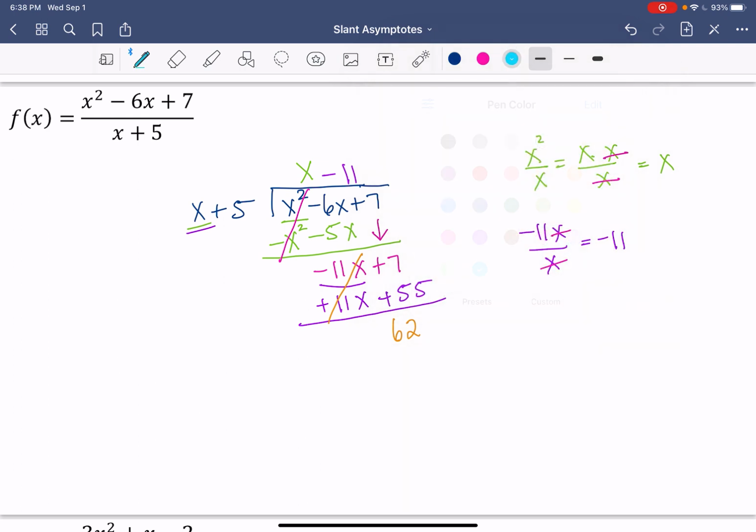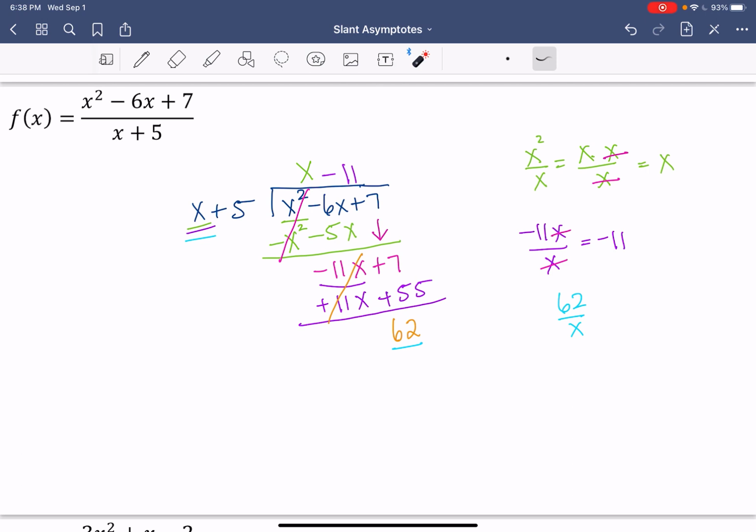Now, your next step would be to try to divide again. So it would be 62 divided by x. But now notice that that's not possible, okay? So on this one, there was a degree of 2 and 1 at the bottom, so this one was higher. These two, it was the same. So that's okay as well.